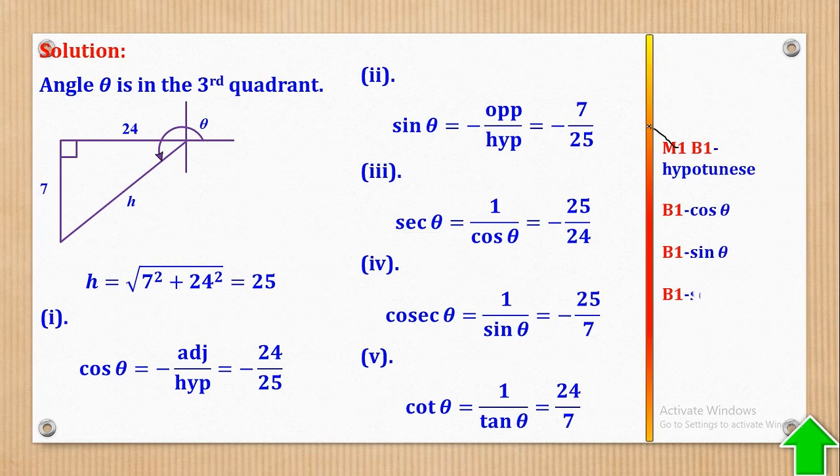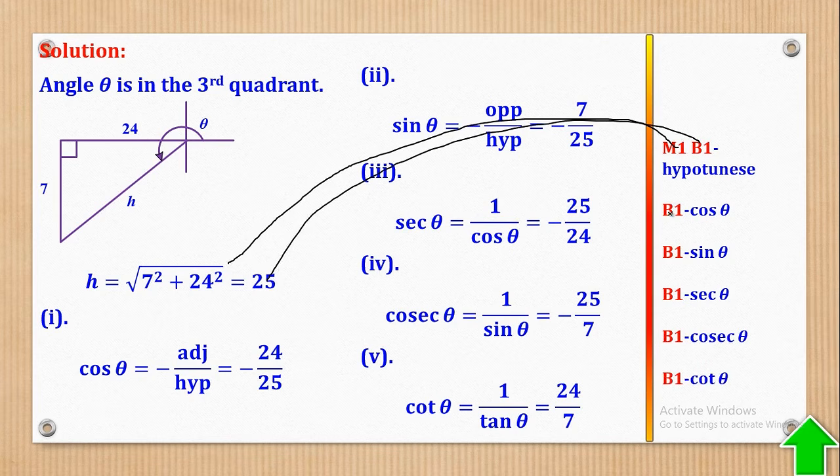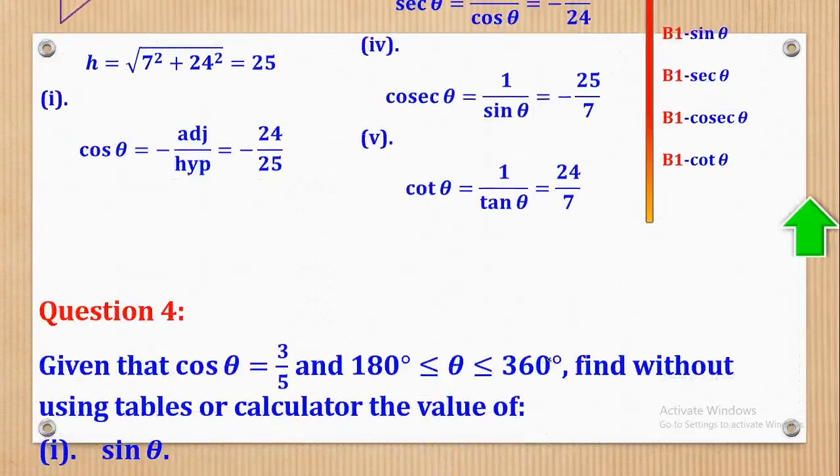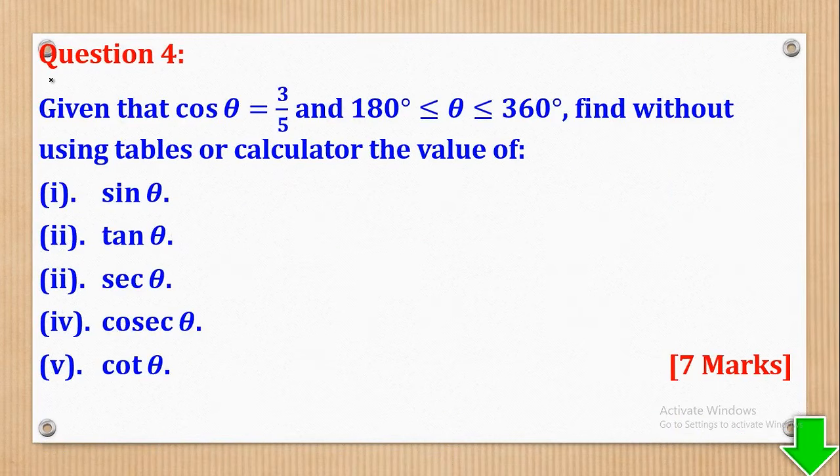So M1 will be for substitution, and B1 for hypotenuse, B1 for this, B1 for that, B1 for this, B1 for this, and B1 for that. That was question 3. Now we shall go to question 4.